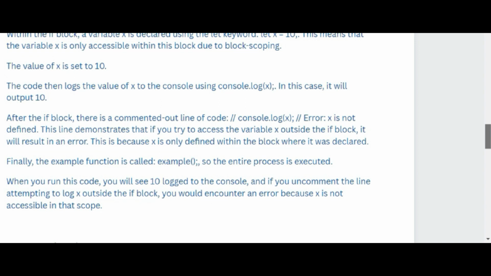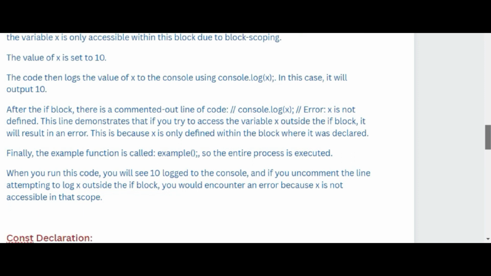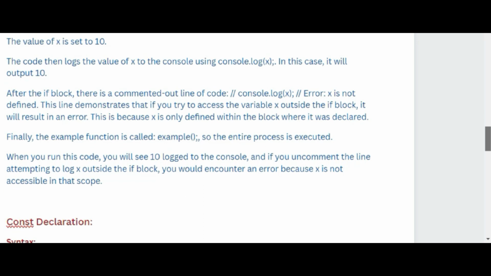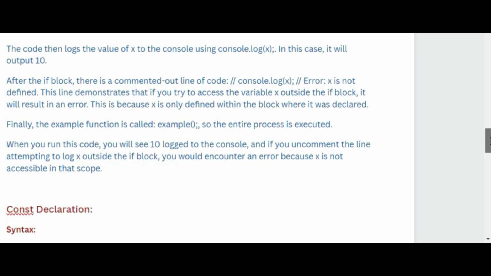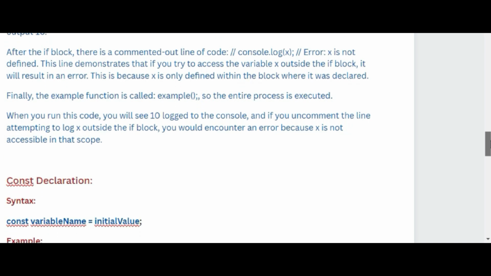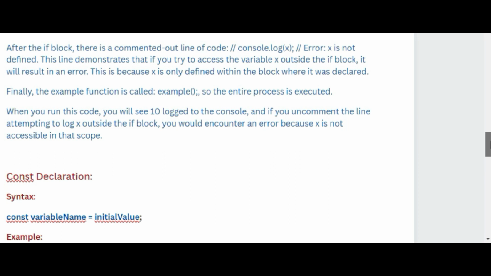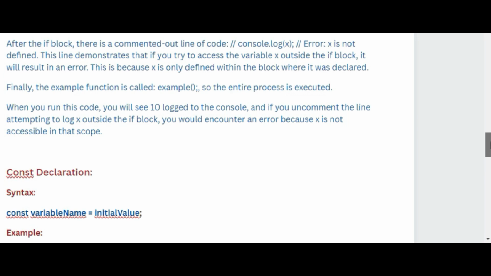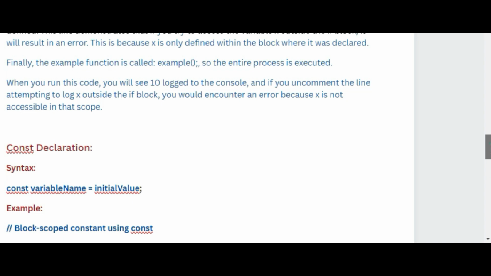After the if block, there is a commented out line of code: console.log x, error, x is not defined. This line demonstrates that if you try to access the variable x outside the if block, it will result in an error. This is because x is only defined within the block where it was declared. Finally, the example function is called, so the entire process is executed. When you run this code, you will see 10 logged to the console, and if you uncomment the line attempting to log x outside the if block, you would encounter an error because x is not accessible in that scope.